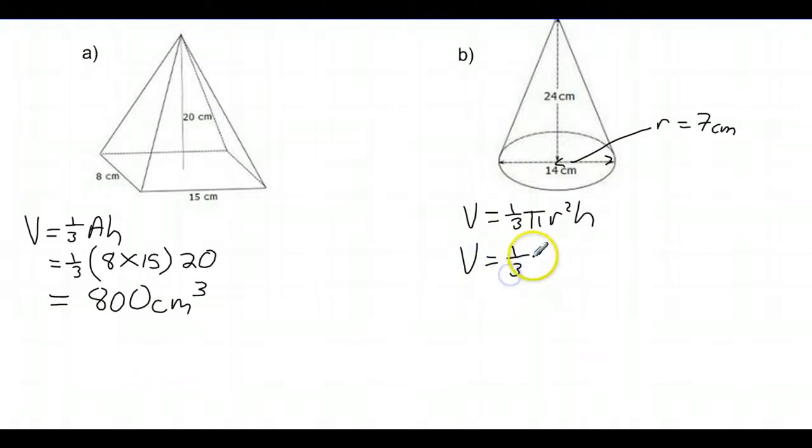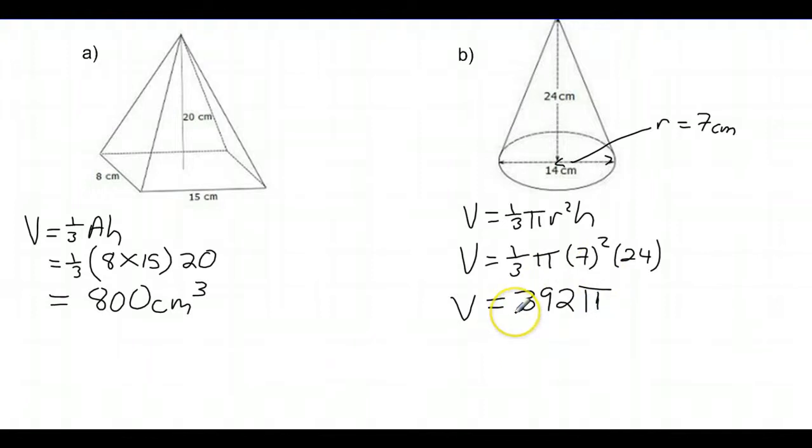Okay, let's fill in the formula. Substitution. You're always going to use the pi key on your calculator. But before we get the calculator out, 1/3 of 24 is 8. 7 squared is 49. 8 times 50 is 400, but we only want 8 times 49, so we'll be 8 shy of 400, which is 392 pi. This is exact, and occasionally in mathematics we are going to want an exact value.